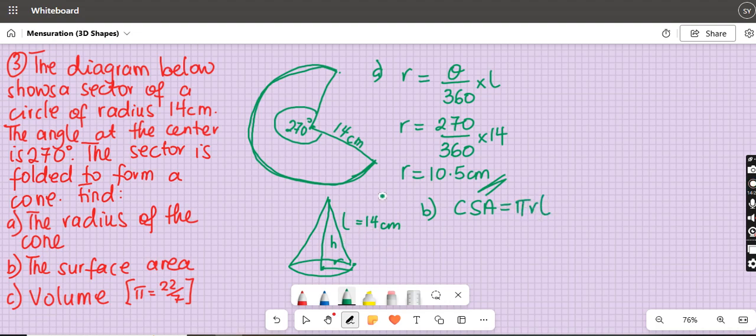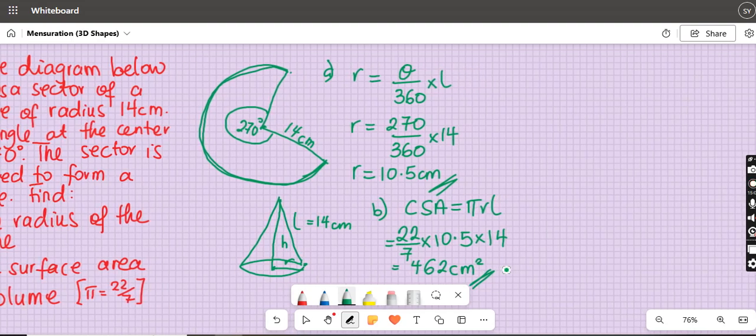We established that L is 14, the same as the radius of the sector. So this is going to be 22/7 times the radius we found, 10.5, times 14. Let's compute it together. 22/7 times 10.5 times 14 will give us 462 centimeters squared. That is the surface area.